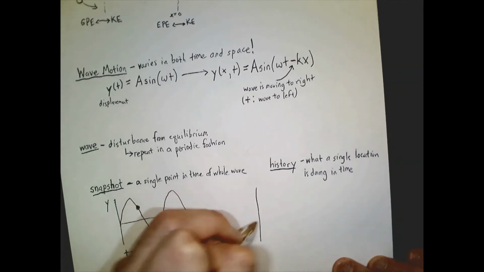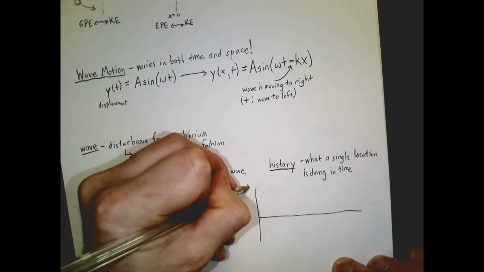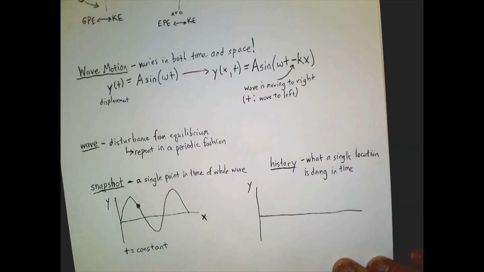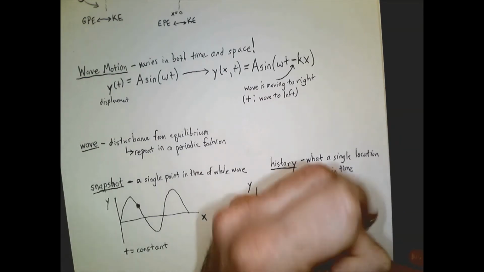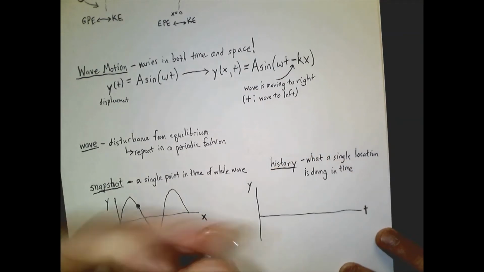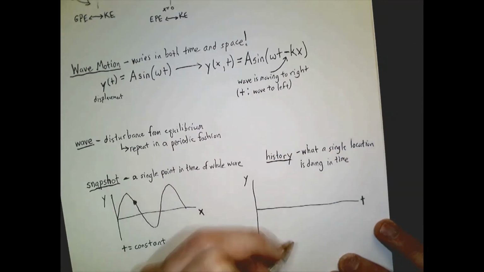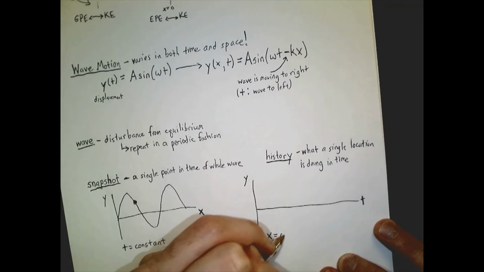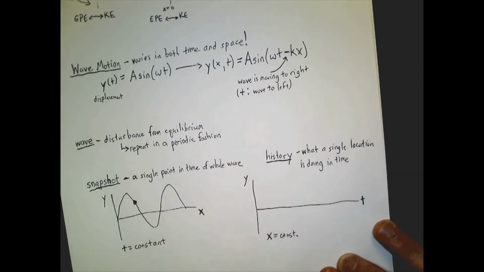The graph for this is going to start out looking very similar. We've got our displacement y, but instead of looking at the whole wave in space, we're looking at just one point on that wave in time. So where we set t equal to a constant over here, here we're going to set x equal to a constant, and that constant represents how far along the wave we're looking.